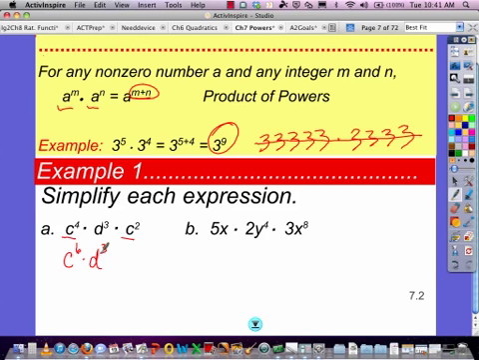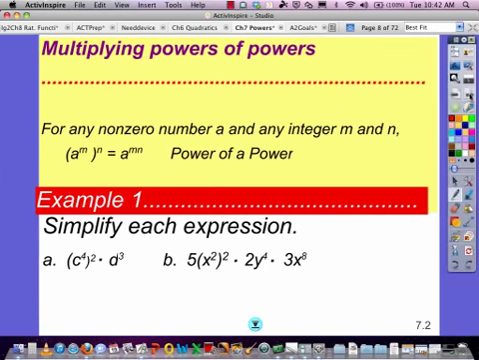On part B, though, we've thrown in some numbers as well. So you always want to multiply your numbers as normal. So I'm going to go 5 times 2 times 3. 5 times 2 is 10. 10 times 3 is 30. We'll get our 30. Then we look for like bases. I see an x to the 1st and an x to the 8th. So that has to be like bases. Add the exponents, x to the 9th. With a y to the 4th, nothing to be multiplied. So 30, x to the 9th, y to the 4th. Like bases, add the exponent.